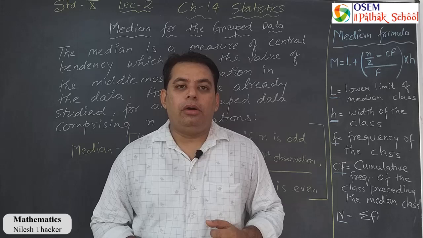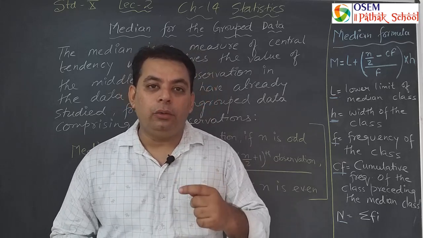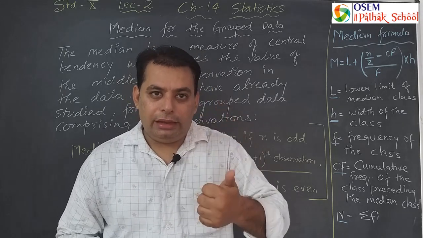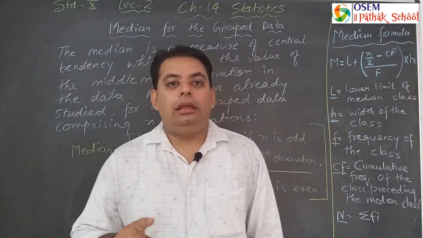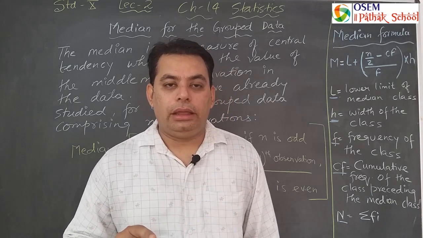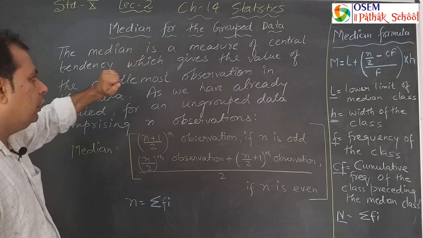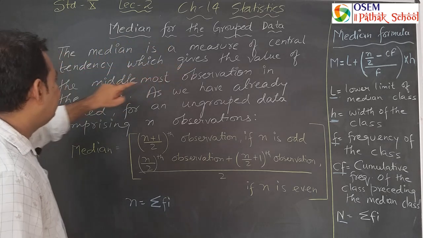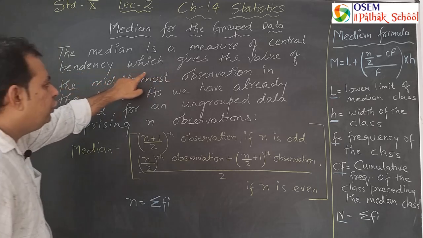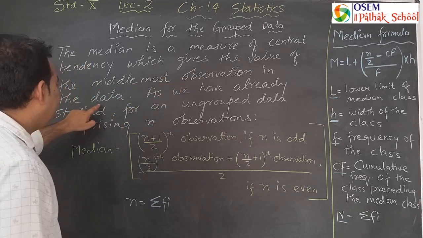Now we will study the third M, that is median. Median means the mid value. Mean, that is symbol x bar, mode, that is z, and median symbol is capital M. So you can see over here median for a grouped data. Now what is a median? The median is a measure of central tendency which gives the value of the middlemost observation in the data.